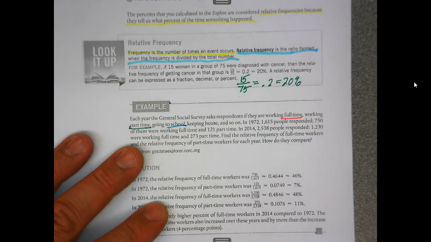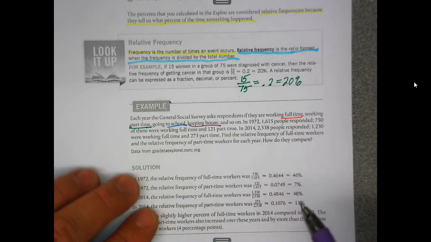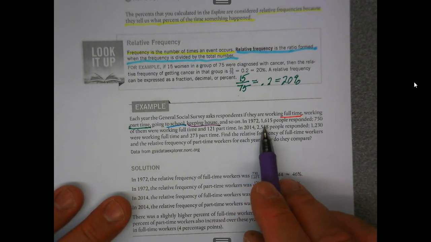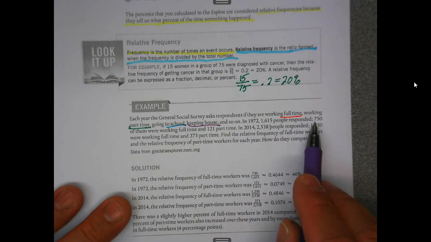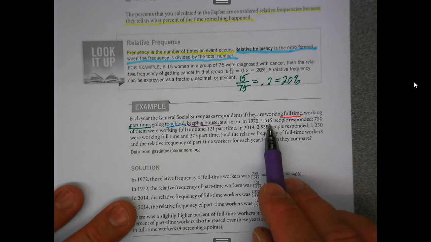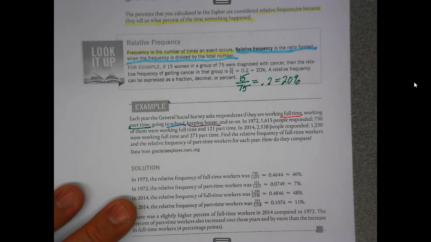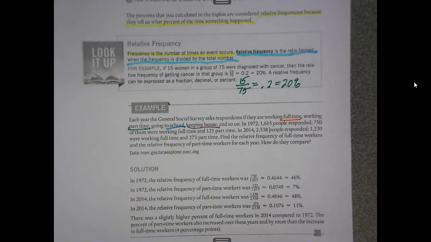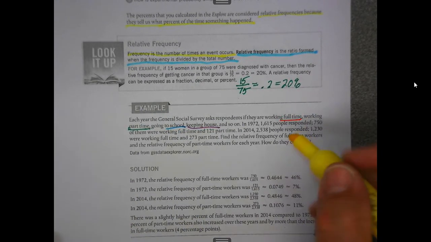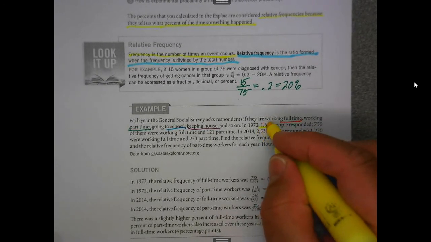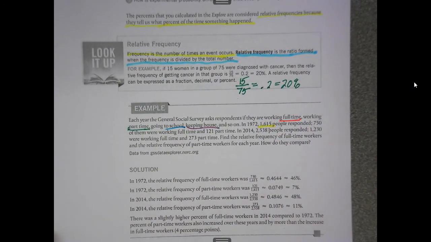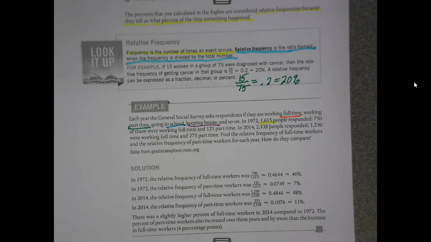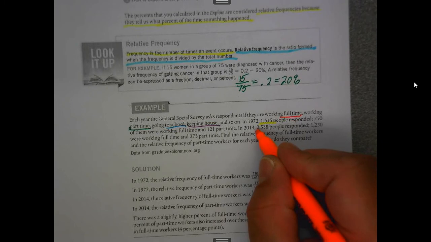1,650 people responded. So that's our total. This is what we're going to use for the total number in 1972, 1,615. And then in 2014, they're using the total 2,538. So be careful when asking what year, because you're going to have different totals.